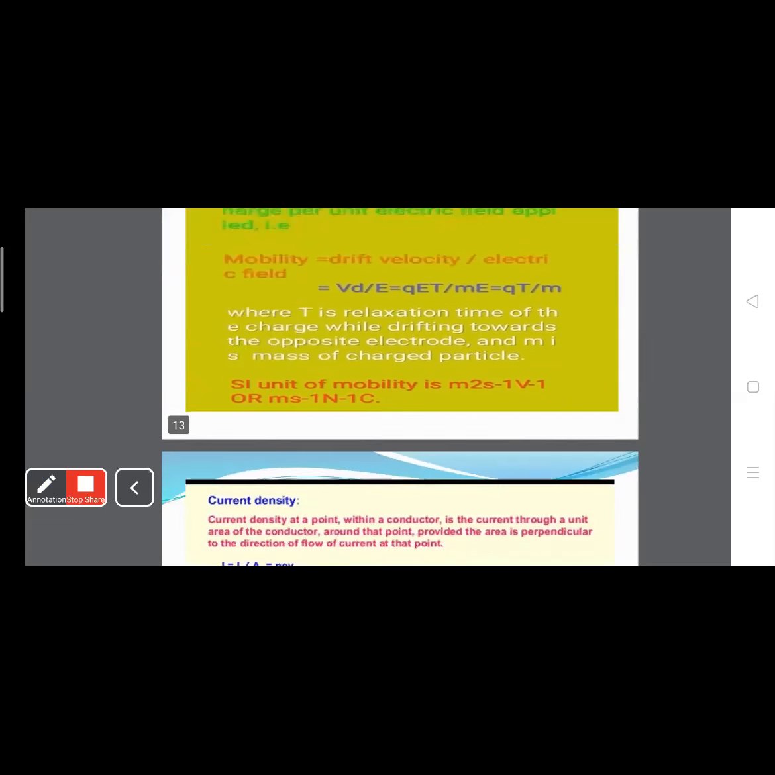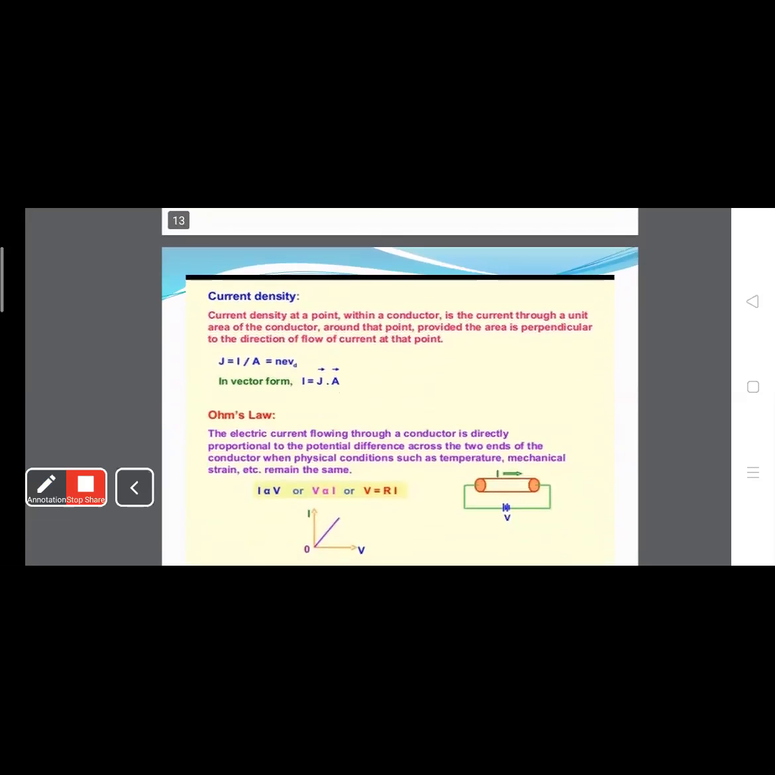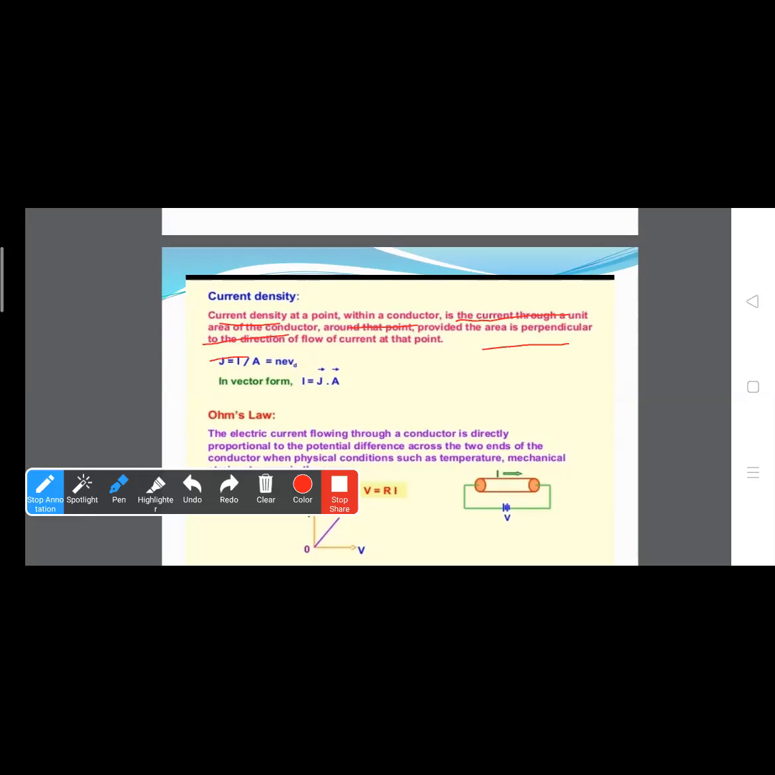So now next topic is current density. What is current density? Current density at a point within a conductor is the current through a unit area of the conductor around that point, provided the area is perpendicular to the direction of the flow of current. Clear? So current density is given by current per unit area.